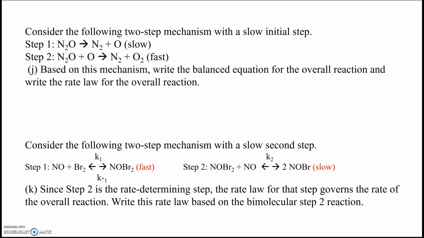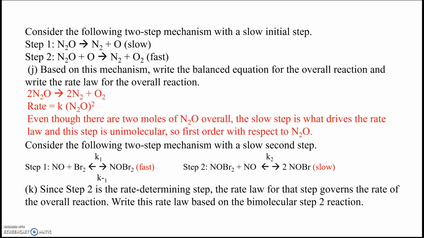All right, now we've got another case here where we've got N2O going to N2 plus O in the slow step, and then another step, which is the fast step. Based on this mechanism, we want to write the balanced equation for the overall reaction and then write the rate law for this. So here, when we add up step 1 and step 2, this is our overall reaction, and our rate is going to be equal to [N2O]^2.